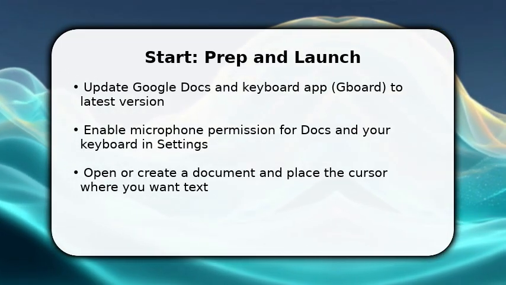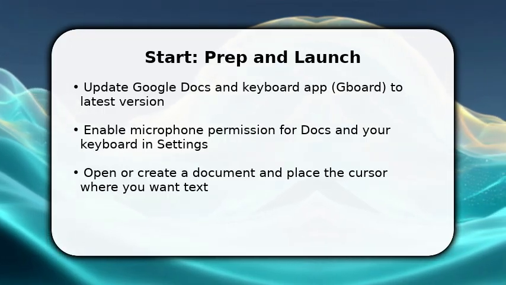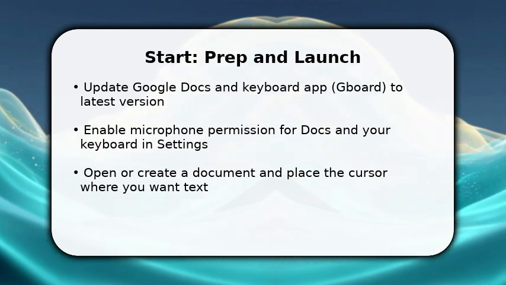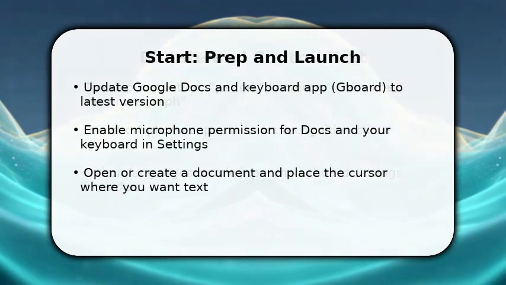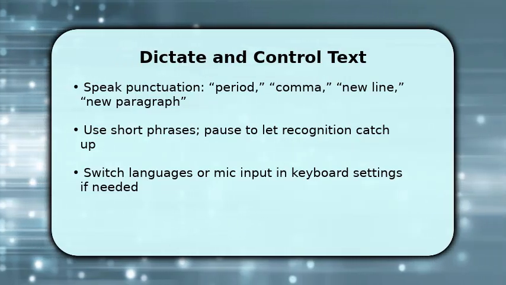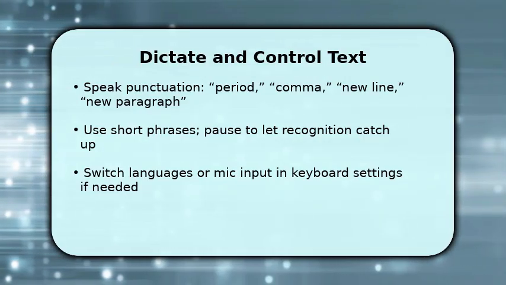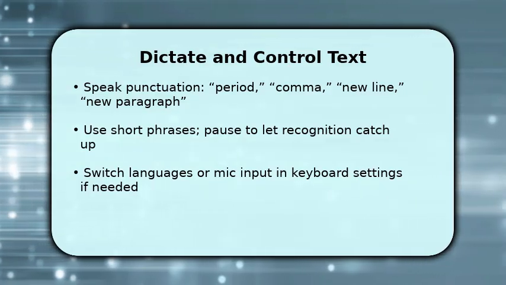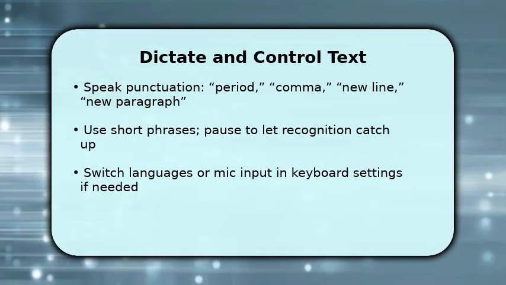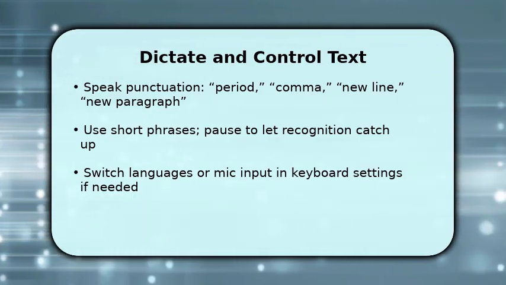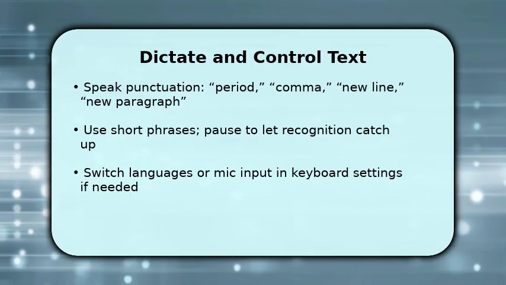Speak in short phrases at first to confirm the app recognizes your voice. Now focus on dictation technique and control. Speak clearly and use spoken punctuation like period, comma, new line, or new paragraph to structure sentences. This tells the recognizer how to format your text. Make short, deliberate phrases and pause between clauses so corrections are easier. If you need another language, change the keyboard language or microphone input before dictating.